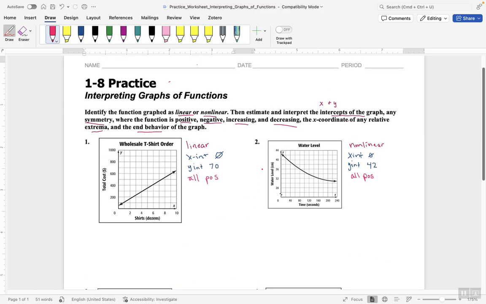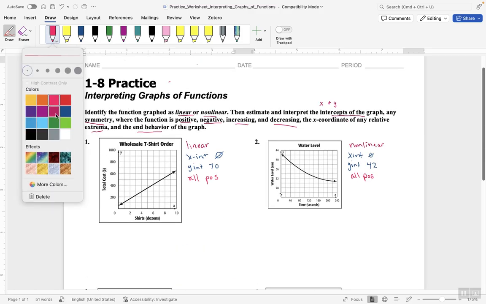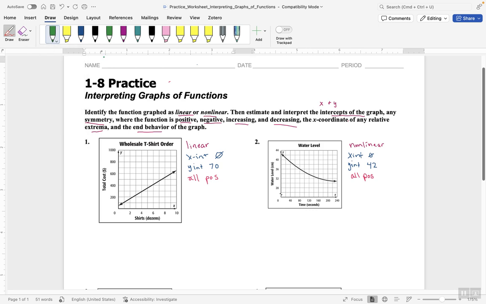The next thing we're looking at is increasing and decreasing. So increasing is always going to be left to right, and it'll go upwards, that's increasing, and if it goes downwards, that's decreasing, but it's always left to right. So this graph on number 1 here, this is all increasing. This one here, from left to right, it's going down slowly, but it's going down, so that's a terrible decreasing.